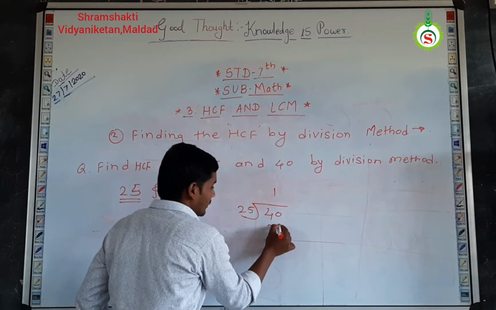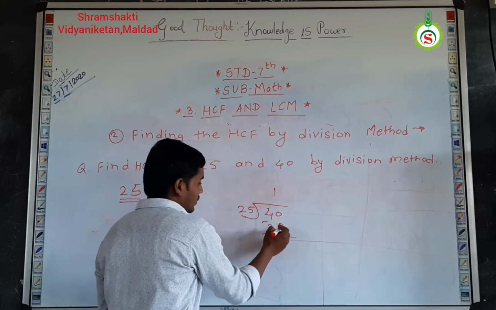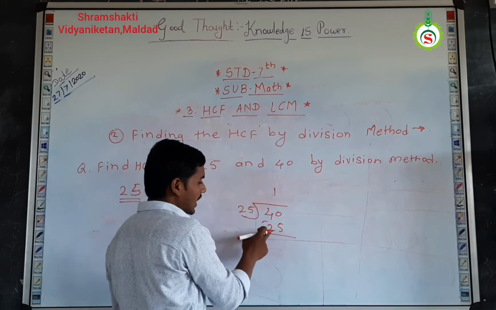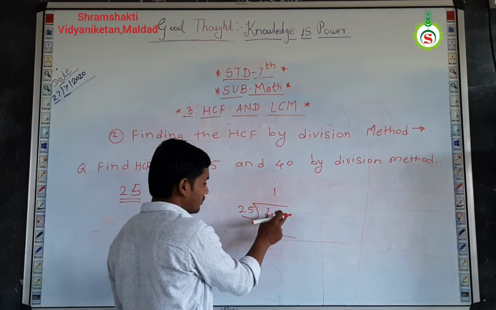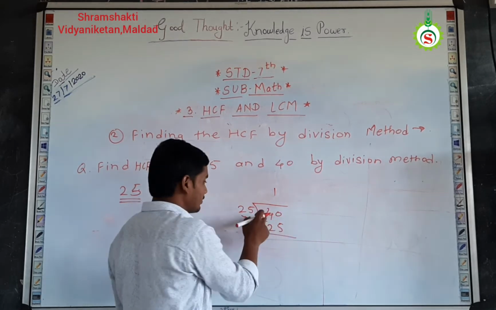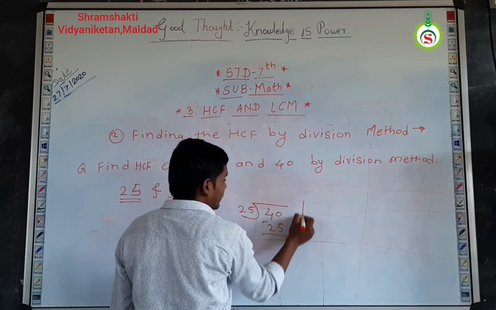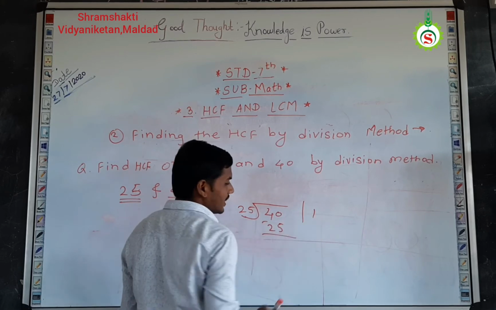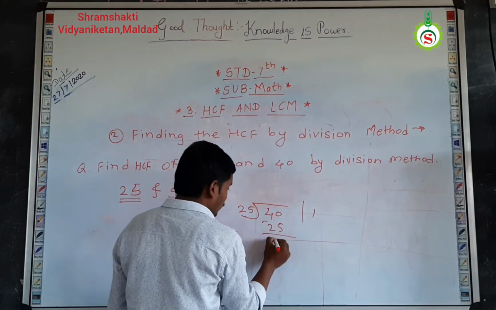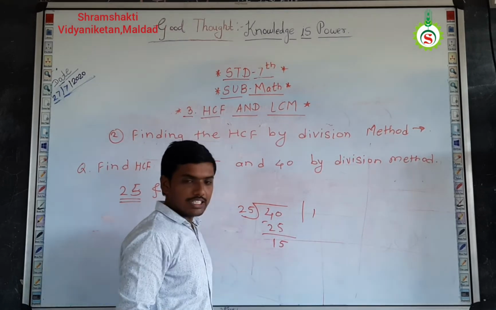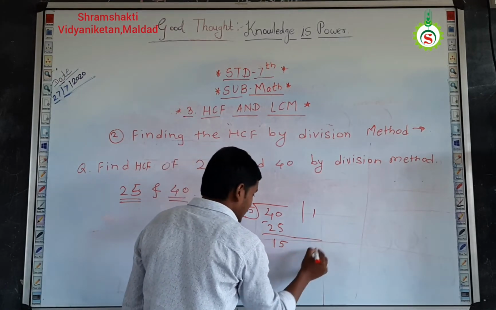25 ones are 25. So 40, 25 twos are 50. That means that 50 is greater than 40. That means I will take 25 ones are 25. Now instead of writing division quotient here, I will write here. Okay. So what will be the remainder? 15 is the remainder.